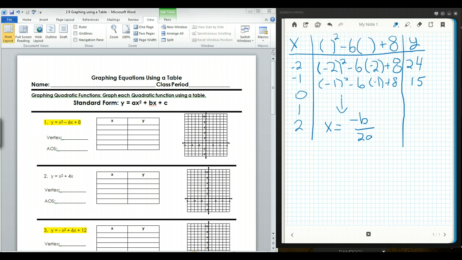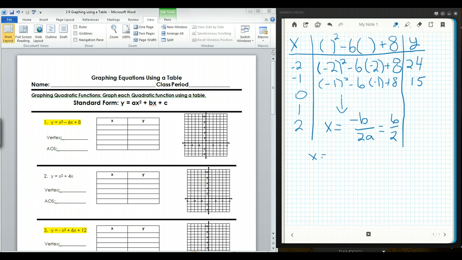x is equal to negative b over 2a, the formula for your axis of symmetry. Plug in your opposite of b, just like we did with the quadratic formula. So in this case, it'll be positive 6. And put that over 2 times a, or 2 times 1, which is just 2.